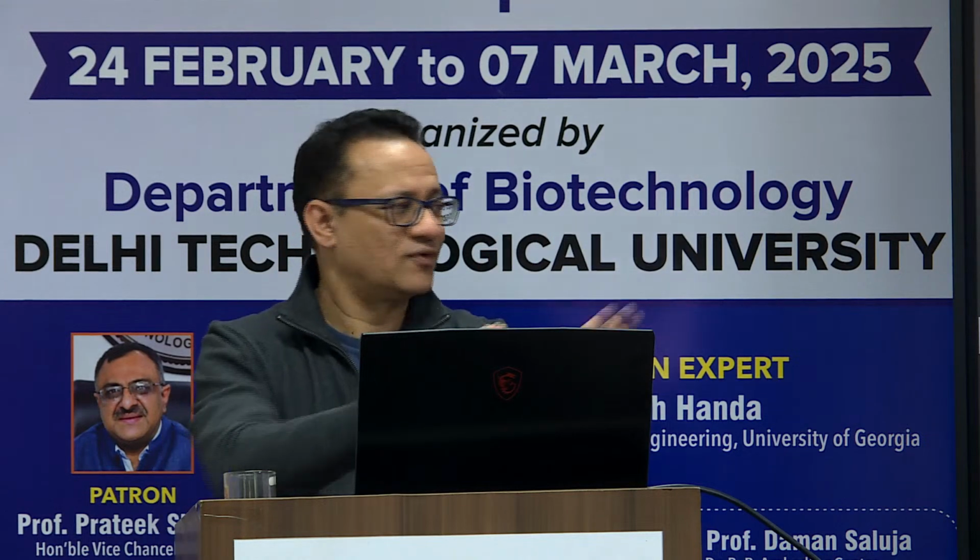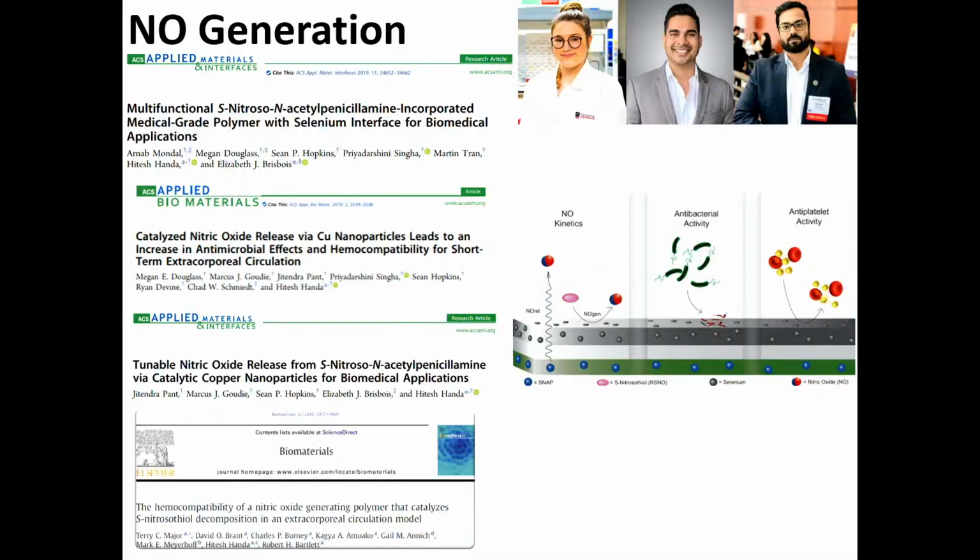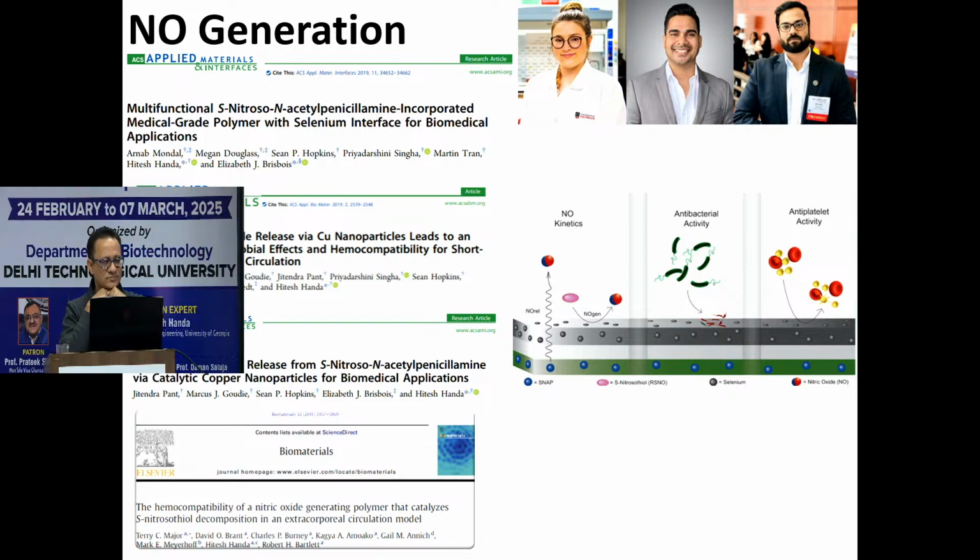So one thing that you guys are not thinking about is, let me forget this picture. What will happen if I have a film that has a NO releasing polymer, let's say SNAP, and in the same polymer I add copper? So I have copper or selenium plus SNAP in the same polymer. What will happen?